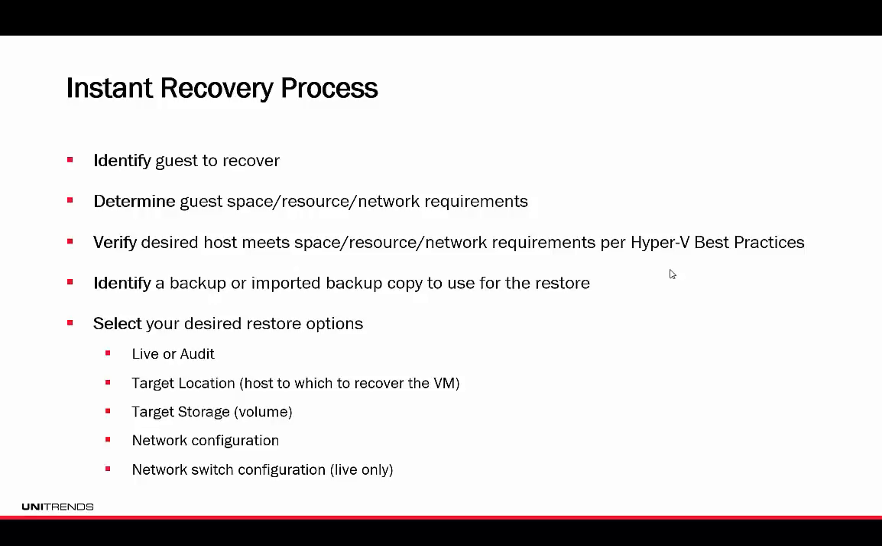Once again, you're also going to make sure you're following Hyper-V's best practices for that recovery process. You're going to then identify a backup or imported backup through the catalog once again. You're going to see that in the demo. All right, then we go to the VM instant recovery options, and then from there we can choose live or audit mode. We choose our target location. We choose our network configuration.